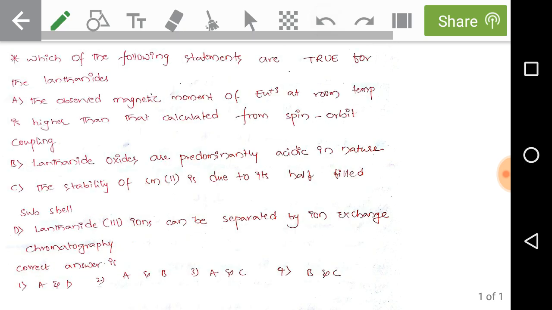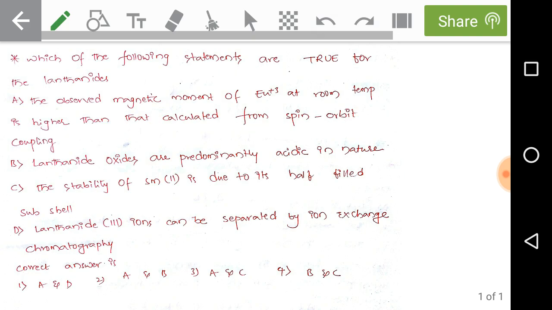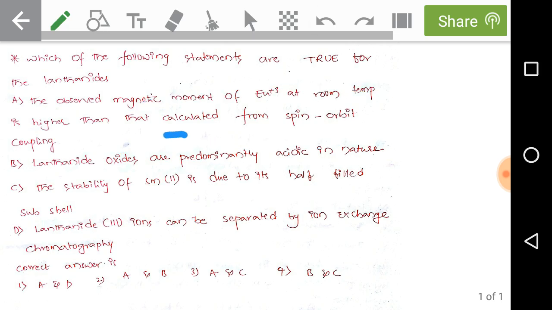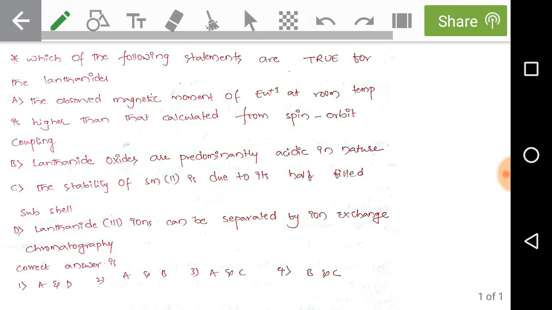Okay, right. Next one, which of the following statements are true for the lanthanides? The observed magnetic moment of europium plus 3 at room temperature is higher than that calculated from spin orbit coupling. Lanthanide oxides are predominantly acidic in nature. The stability of samarium 2 is due to its half-filled subshell. Lanthanide ions can be separated by ion exchange chromatography. Here we need to find the correct statements regarding the lanthanides.